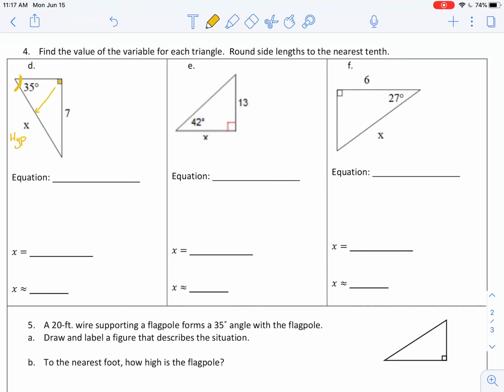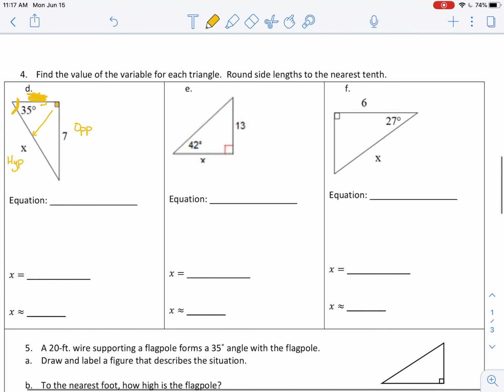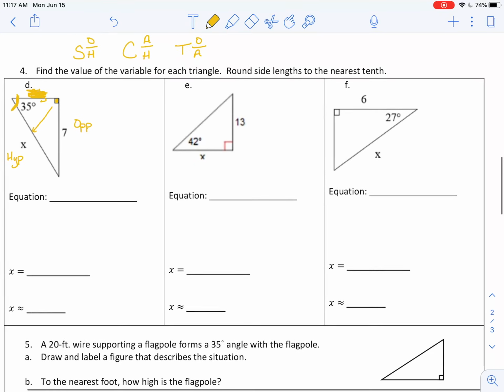Since the 7 is not next to the 35, it's across from the 35, it's my opposite leg. And the unlabeled one will be the adjacent leg. It's the one that I'm going to ignore because it's not labeled. And so I'm going to think, okay, I have an H and I have an O. SOHCAHTOA is telling me that I'm going to use sine, O and H.